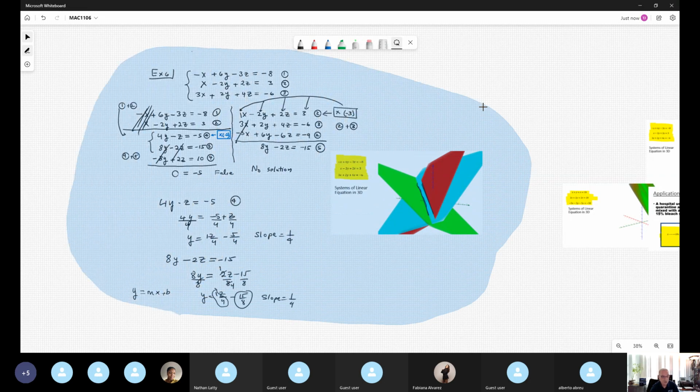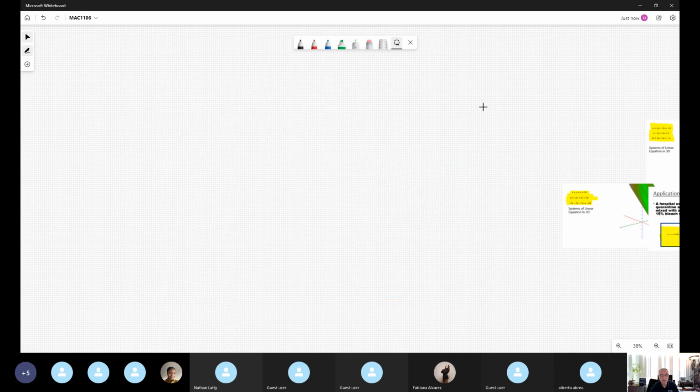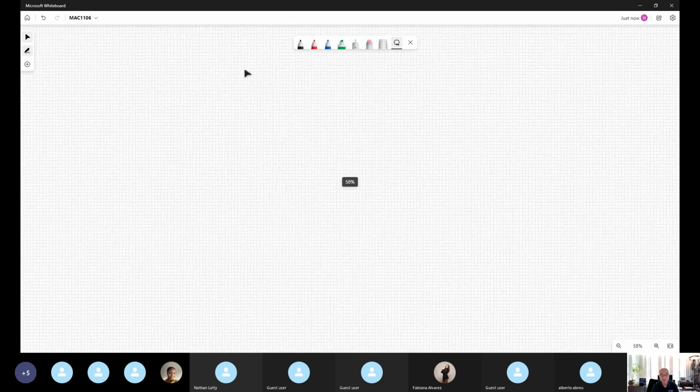Let's move on to example 7. It's very, very interesting. It is always a little bit complicated when you have infinitely many solutions, because we need to find the free variable.